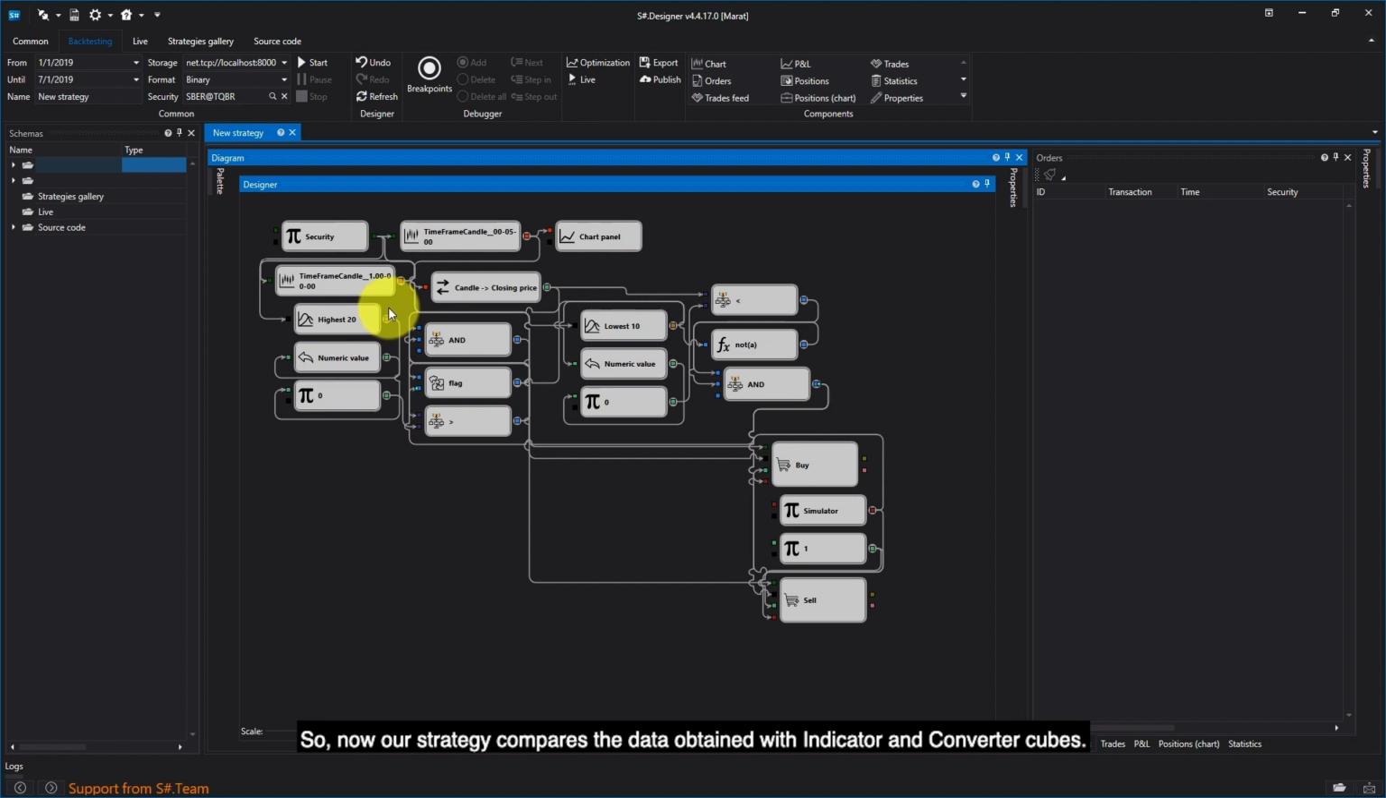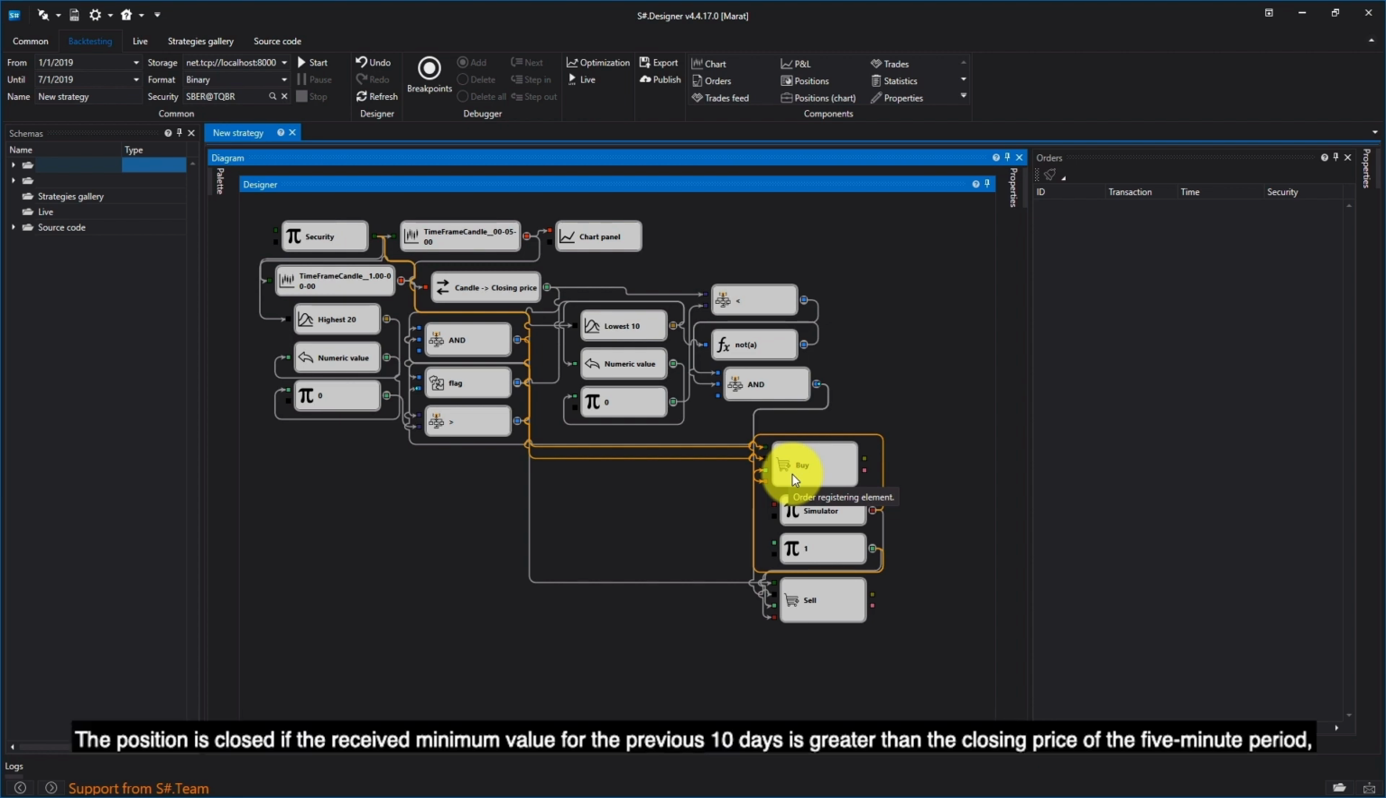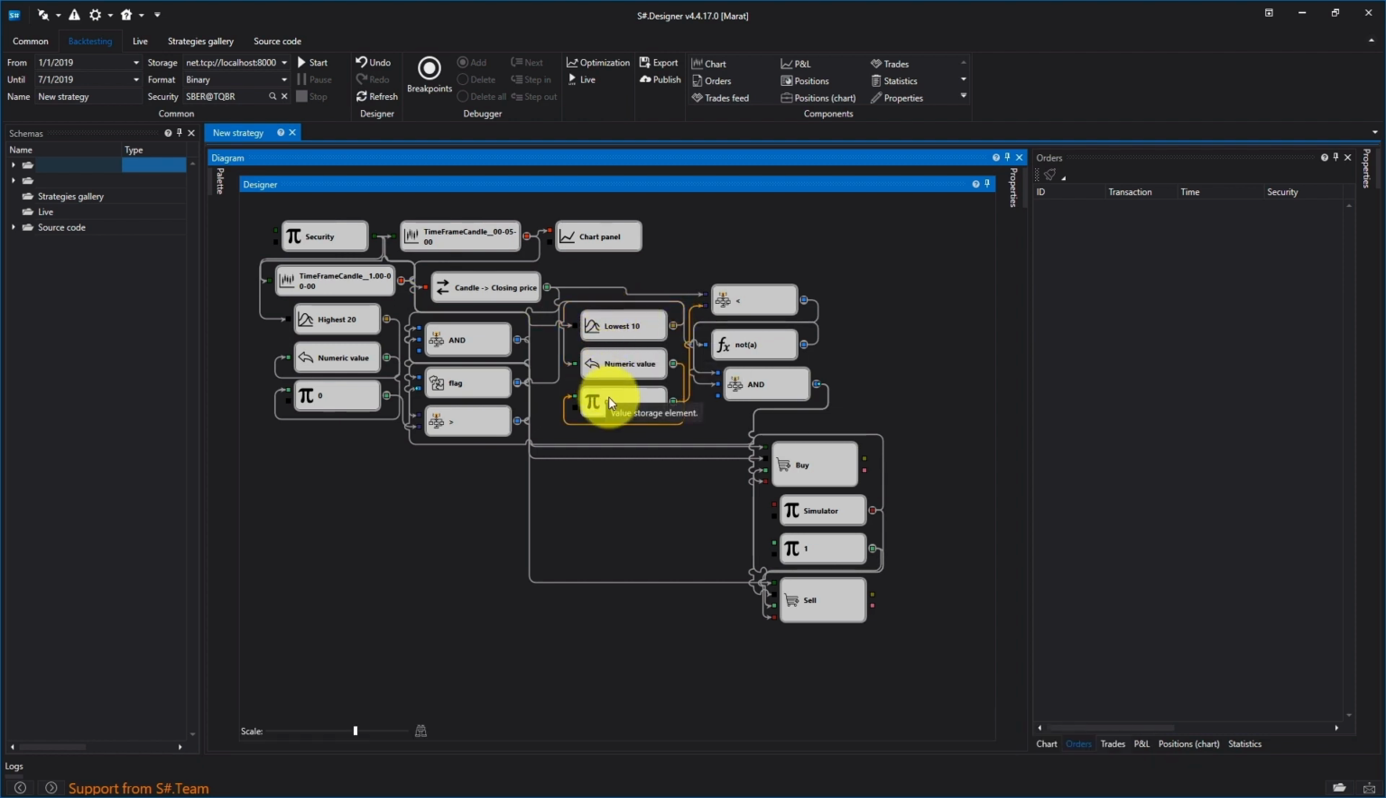So now, our strategy compares the data obtained with indicator and converter cubes. And if the maximum value for the previous 20 days is less than the closing price of the 5-minute candle, the strategy buys, and the flag cube is triggered, which prevents rebuy. The position is closed if the received minimum value for the previous 10 days is greater than the closing price of the 5-minute period. With that, a signal is given to the flag cube, which is raised for buy trades and prevents resale.